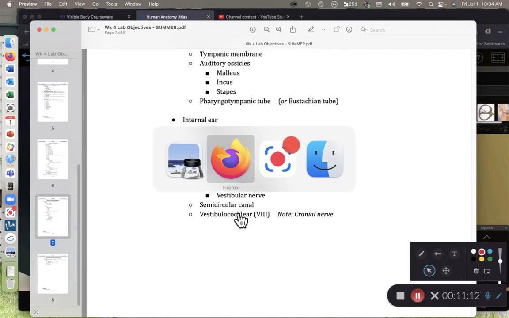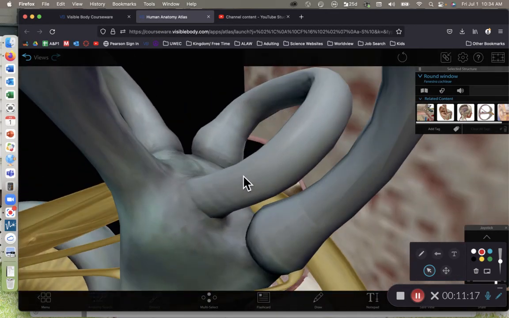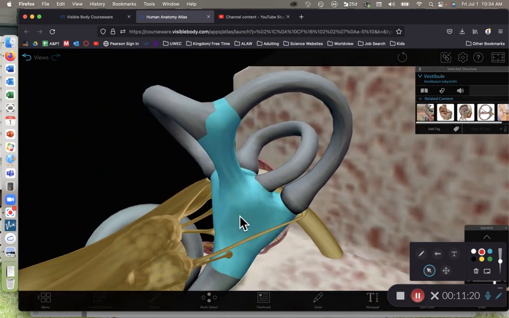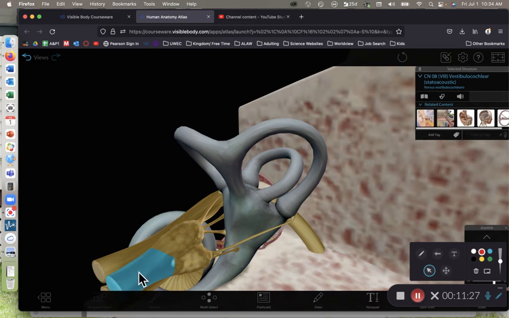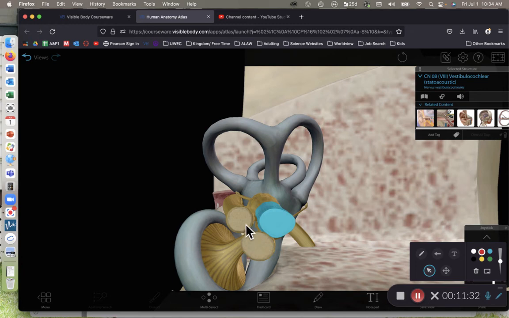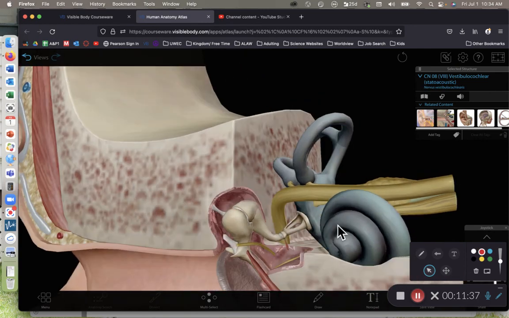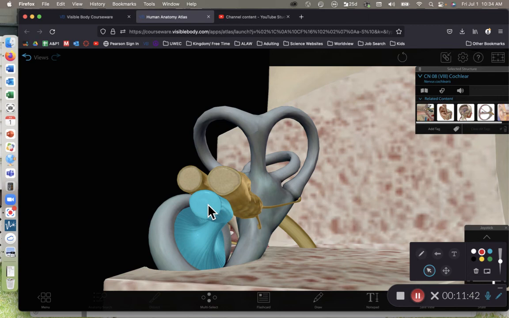Connected to the vestibule, we have the vestibular nerve. That vestibular nerve is going to carry our sense of equilibrium from the vestibule and from the three semicircular canals to the brain to allow us to have our sense of equilibrium. So here is the vestibular nerve right there for us. And then the vestibular nerve and the cochlear nerve will merge together to form the vestibulocochlear nerve, which is one of the cranial nerves that you need to know.